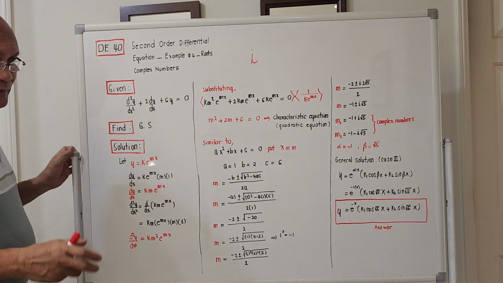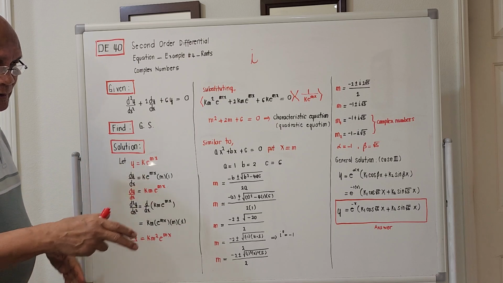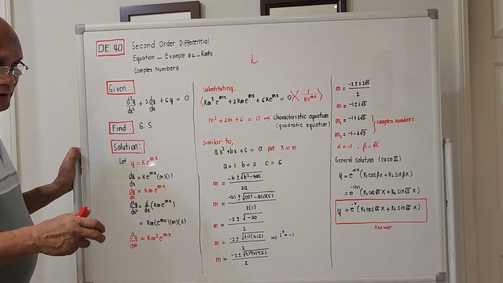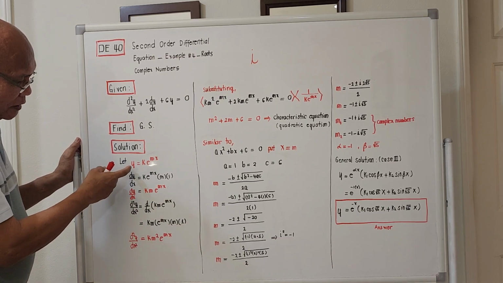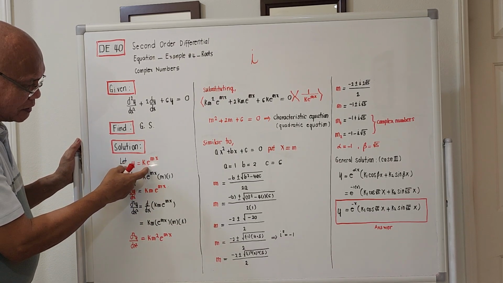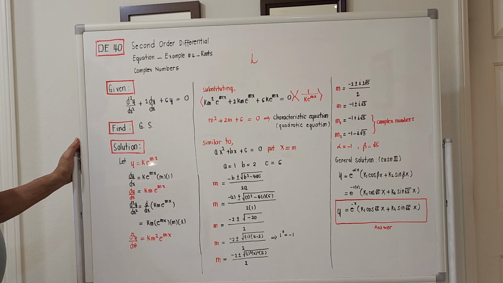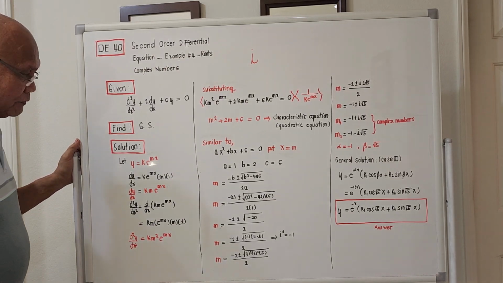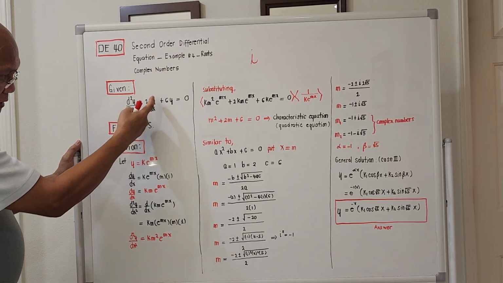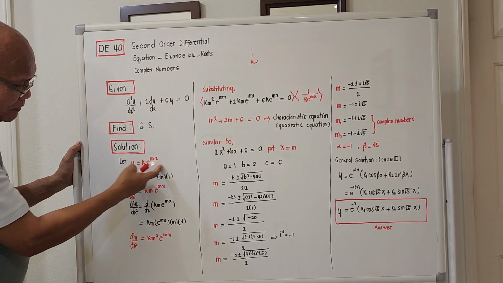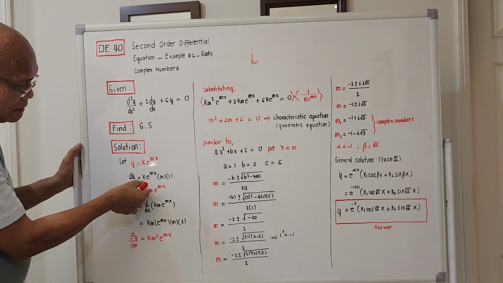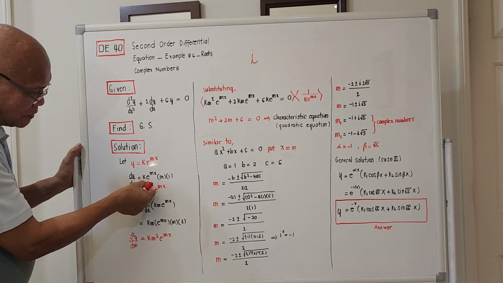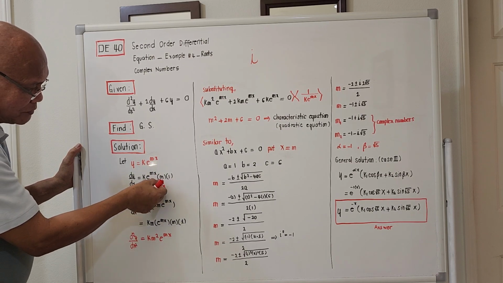As always, the start of the solution is a substitution, that is, we will let y equal to k e raised to mx. That is always the start of the solution. We need dy dx, so we will take the derivative of this. dy dx will be k times e to the mx times m times 1.